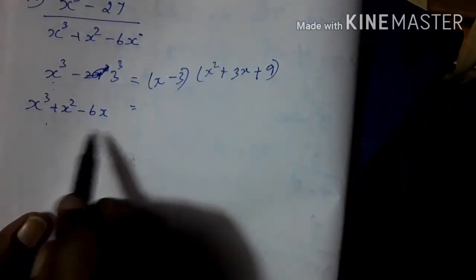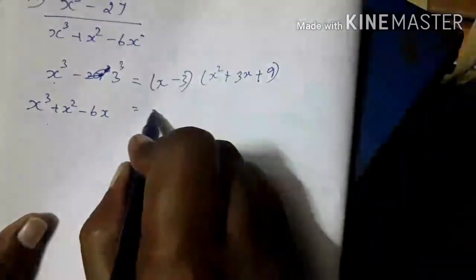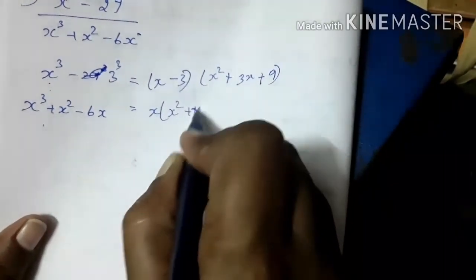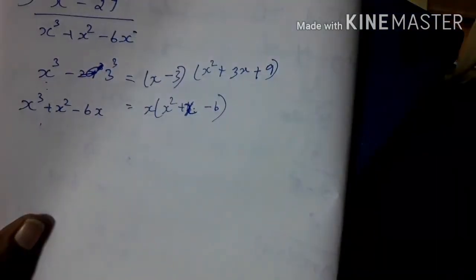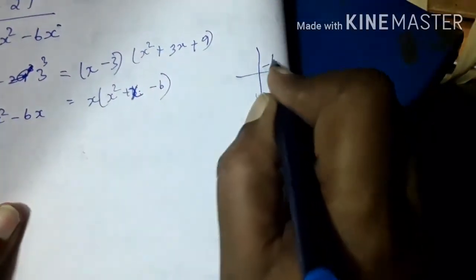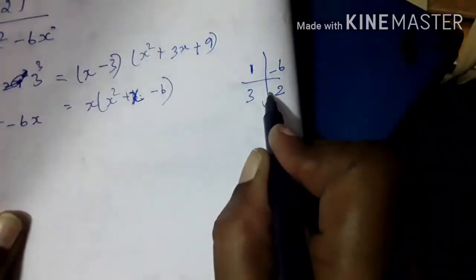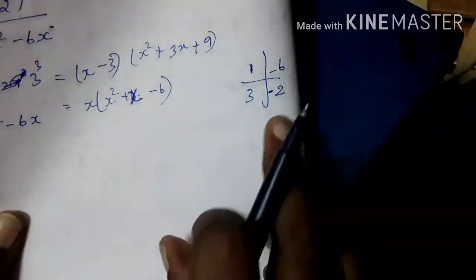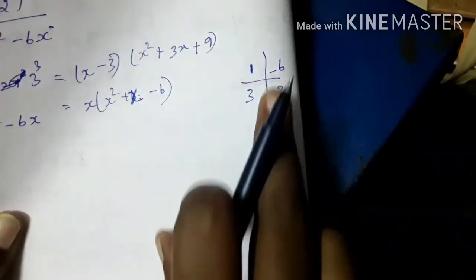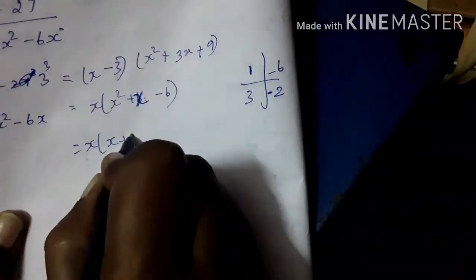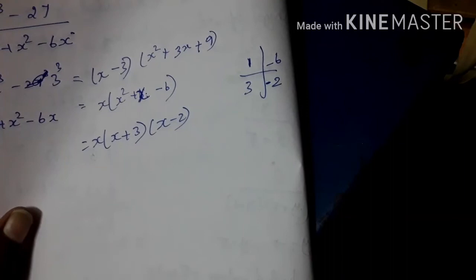Next, you can factorize the denominator. Before factorizing, x is a common factor, so you take x common. X squared plus x minus 6. So this you have to factorize. If you multiply, we want minus 6, and add, we want plus 1. We have 3 twos are 6, so minus 2 and plus 3 give 1. So the factors are x into x plus 3, x minus 2.